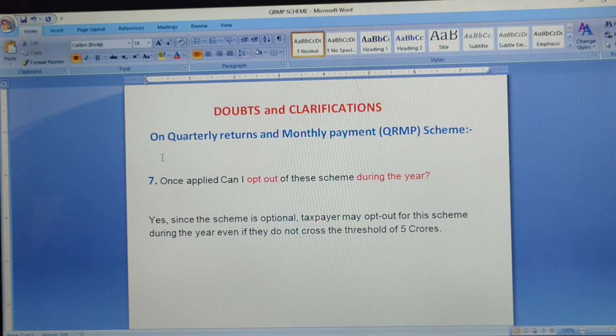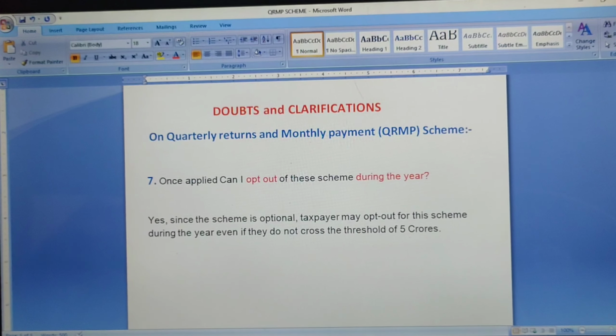And once applied, can I opt out of this scheme during the year? The answer is yes. Since the scheme is completely optional, the taxpayer may opt out of this scheme during the year even if they do not cross the threshold limit of 5 crores. So this is for the day.